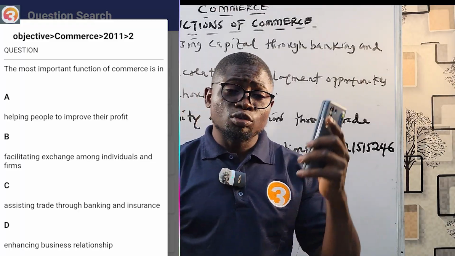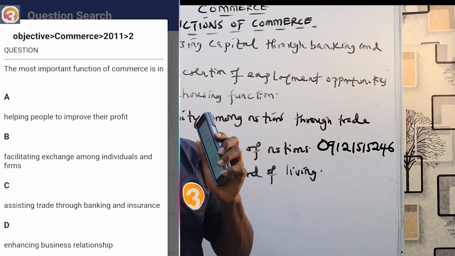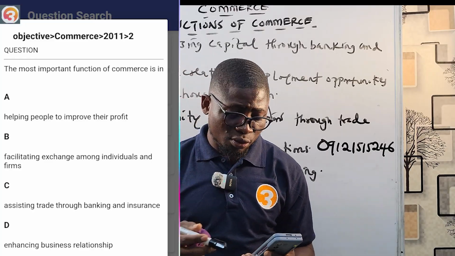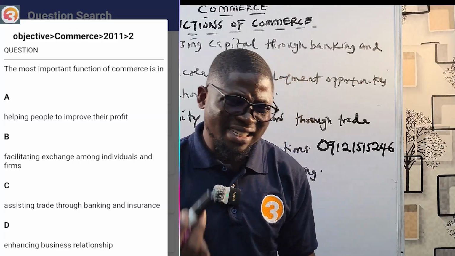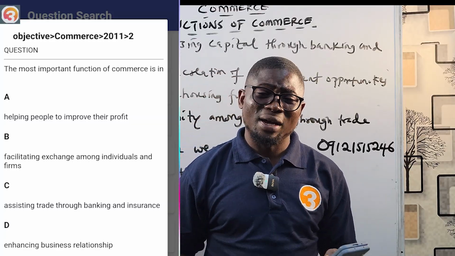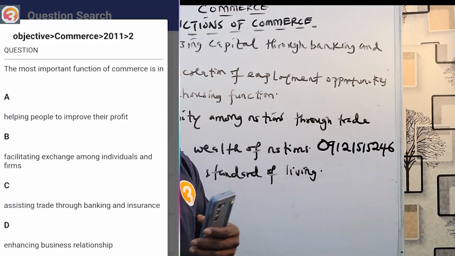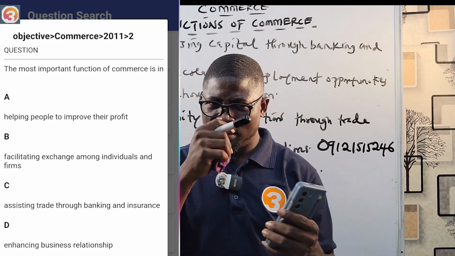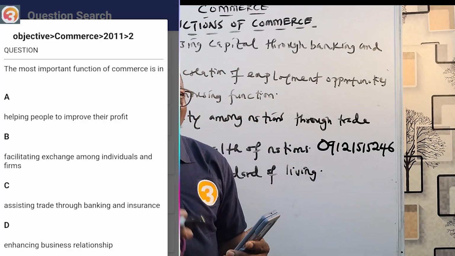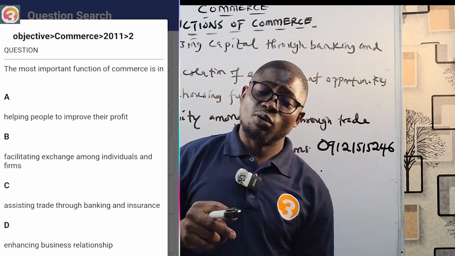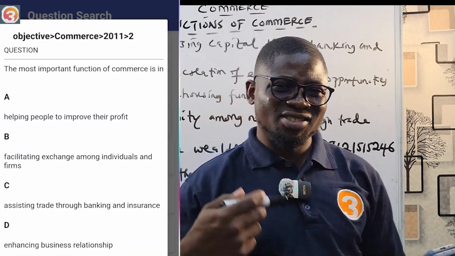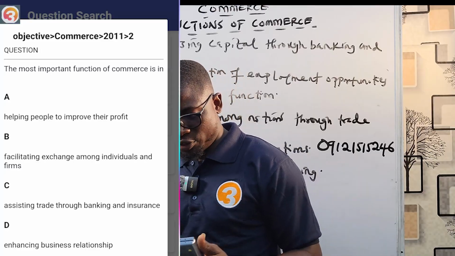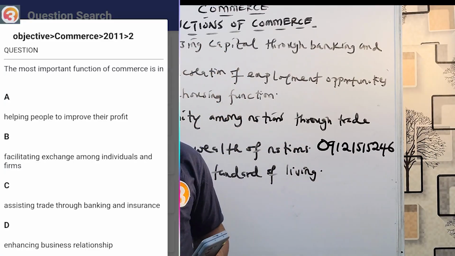So if you do not understand how they set that question, you will fail it. The closest answer, the best answer there will be B, because it is to facilitate exchange among individuals and firms through various aids, through various means. So that will be the most correct answer. Others are not wrong, but B is the best answer. The major function is to facilitate trade, exchange among individuals and firms.